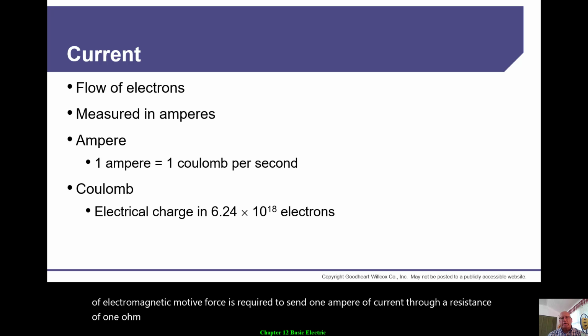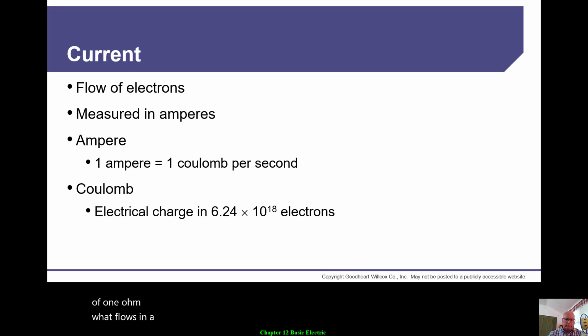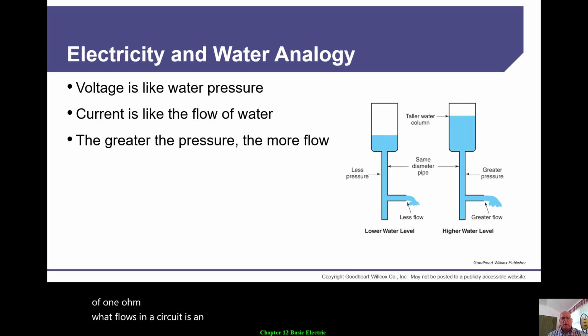What flows in a circuit is an ampere. This is the old analogy of water and how the force or the gravity of the water and how electric current flow mimics that.